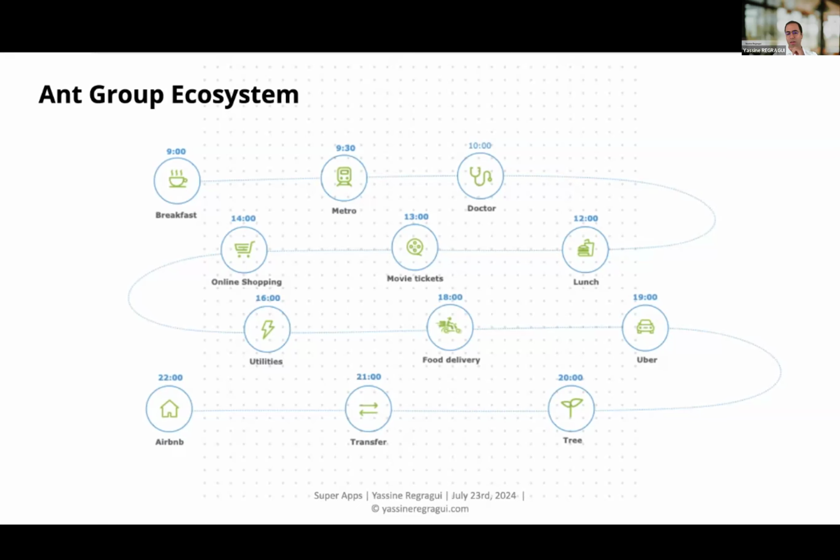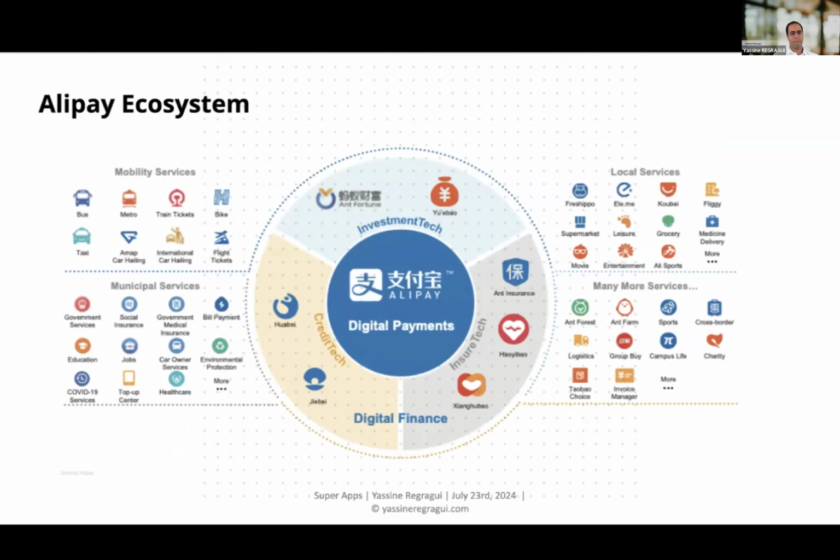Here you can see a typical journey of someone who is using Alipay. He can use it from the morning to the night, doing several activities. He can buy his breakfast with Alipay. He can pay his metro ticket with Alipay. He can talk with his doctor, book an appointment with him. He can order his lunch. He can buy movie tickets, shop online, pay his utility bills, get food delivered at home, plant a tree, and I will show it to you later. So it's really part of daily life.